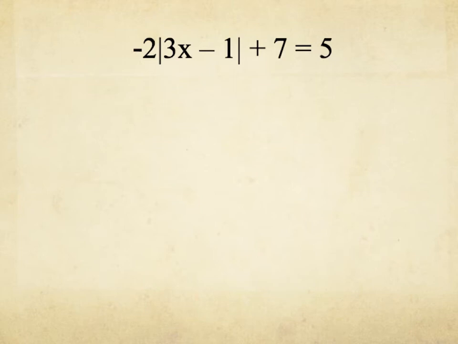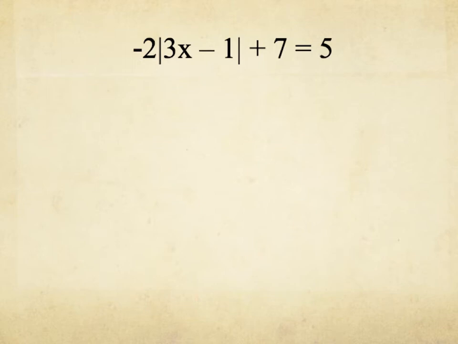Now I want you to practice with a few problems on your own. I'm going to do the problems as well. You can pause the video and do the problem and then check your work, or follow along with me. Either works. So the first problem is -2 times the absolute value of 3x minus 1 plus 7 equals 5.